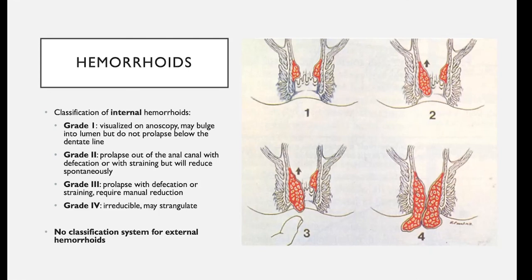So internal hemorrhoids grade 1 are those that are visualized on anoscopy, and there is no hemorrhoidal prolapse below the dentate line. Grade 2 are those that prolapse out of the anal canal with defecation or with straining, but will reduce spontaneously. So that's the key for grade 2, is that they spontaneously reduce. Grade 3 are those that prolapse and do not spontaneously reduce, and they actually require manual reduction. And then grade 4 are irreducible internal hemorrhoids that have prolapsed out.